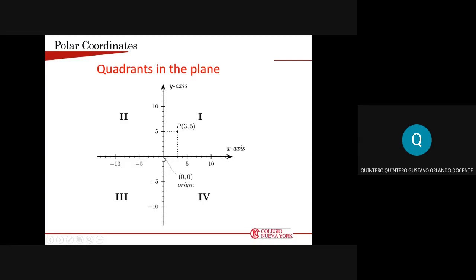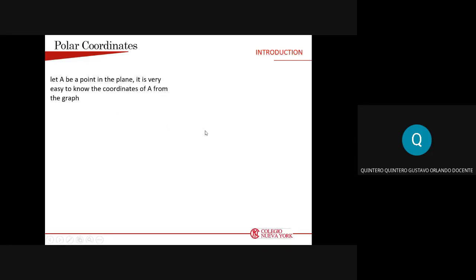By the way, in case you didn't know, the center of the Cartesian plane, the point 0, 0, that is the center, right? We call the point 0, 0 the origin. Just in case you didn't know, go ahead and write that down somewhere, please. Beautiful. All right. Now, let's begin with the introduction to polar coordinates.